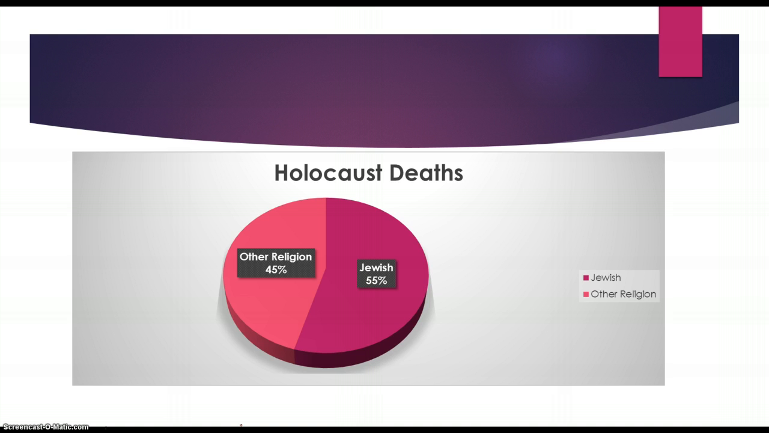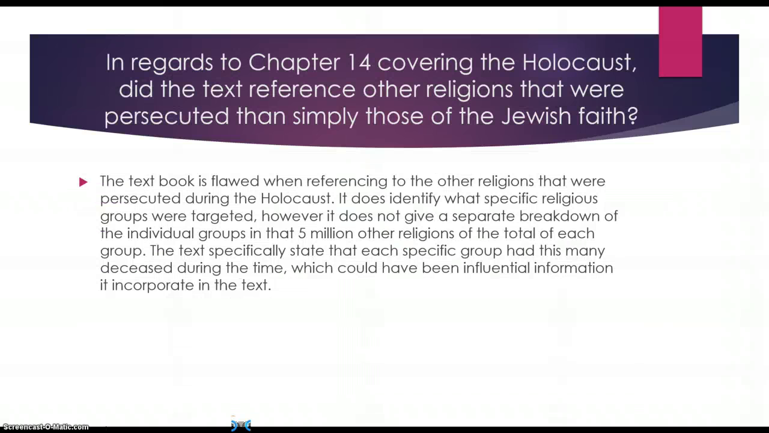The 45% that you see in the other religion category correlates with the 5 million people that were killed during the Holocaust. Then you see the Jewish percentage. This is at 55%, which correlates with the 6 million people that were killed during the Holocaust.